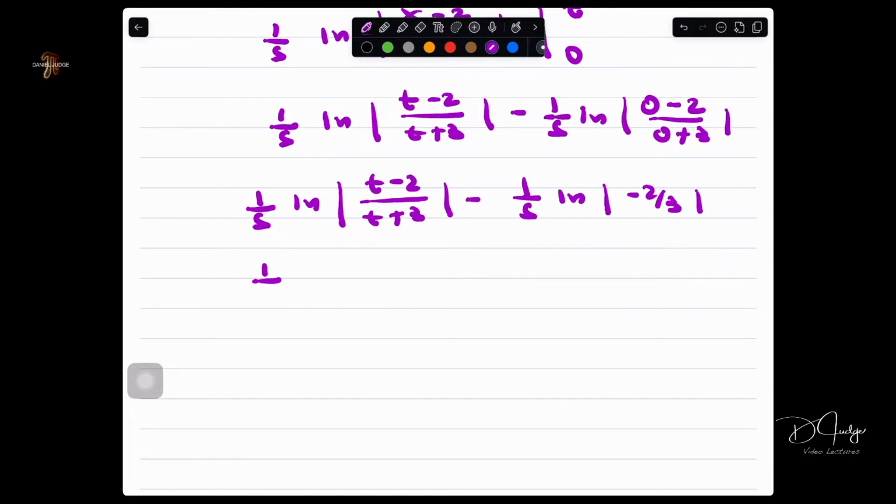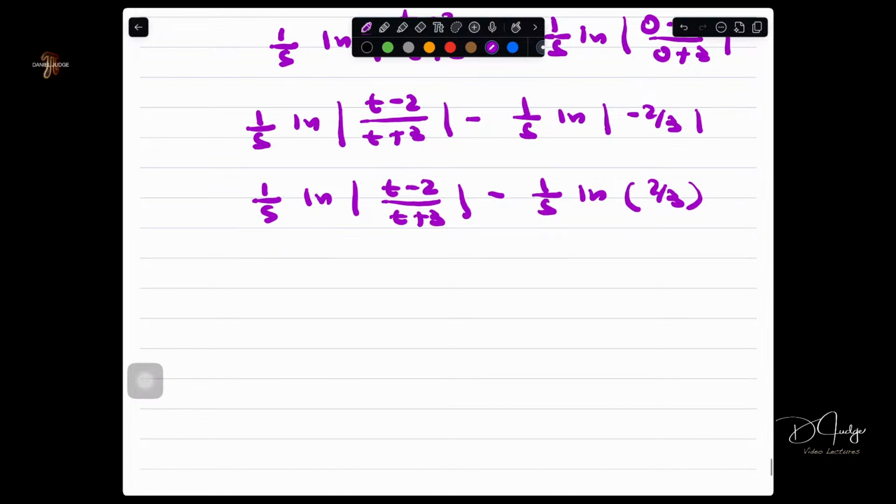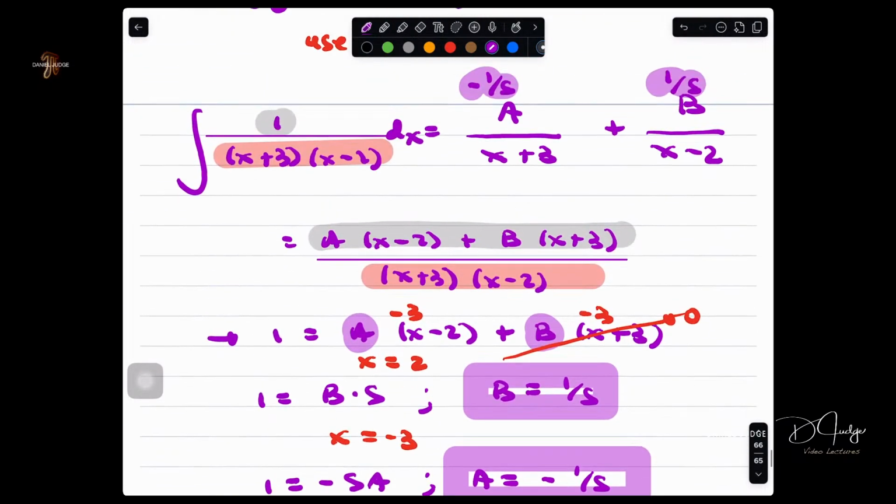So 1/5 natural log absolute value t minus 2 over t plus 3 minus 1/5 natural log of now positive 2/3, because the absolute value of negative 2/3 is positive 2/3. So here's our I of t. All right. Okay. So we're supposed to take that limit now.